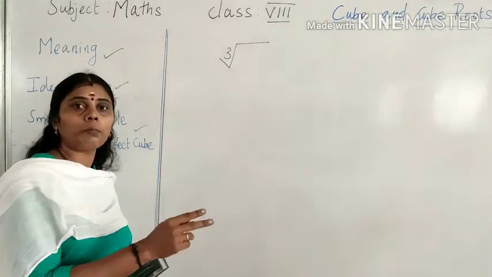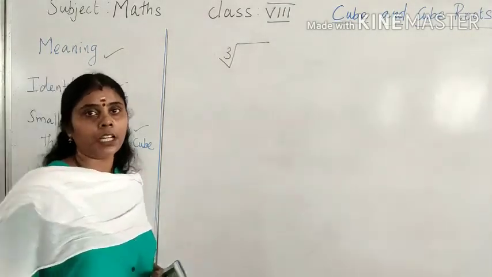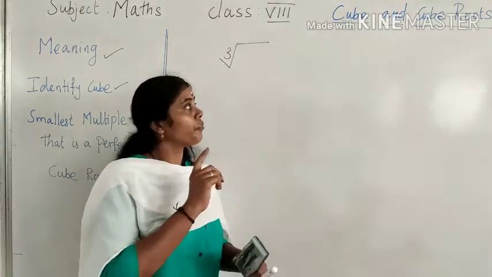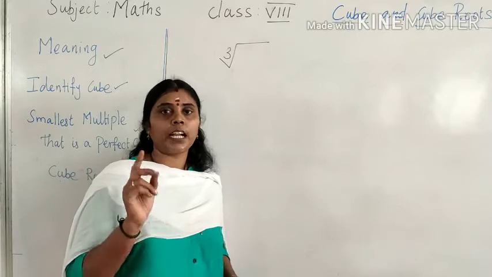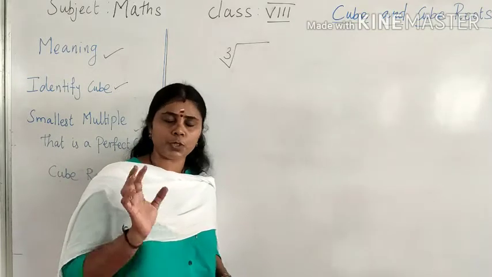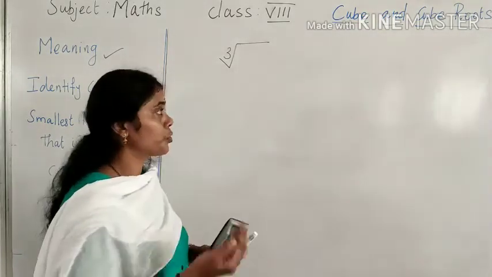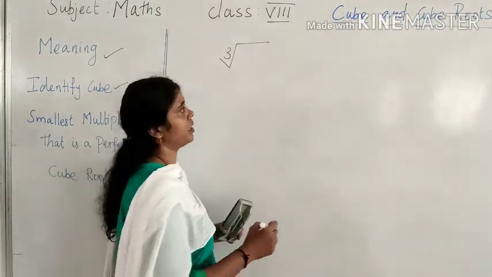Here, instead of 2 numbers, we are going to take 3 numbers, and here we are going to use only one way, that is prime factorization only. Another way is the estimation method, that is so simple, right? But you should know what the cube numbers are first, right?